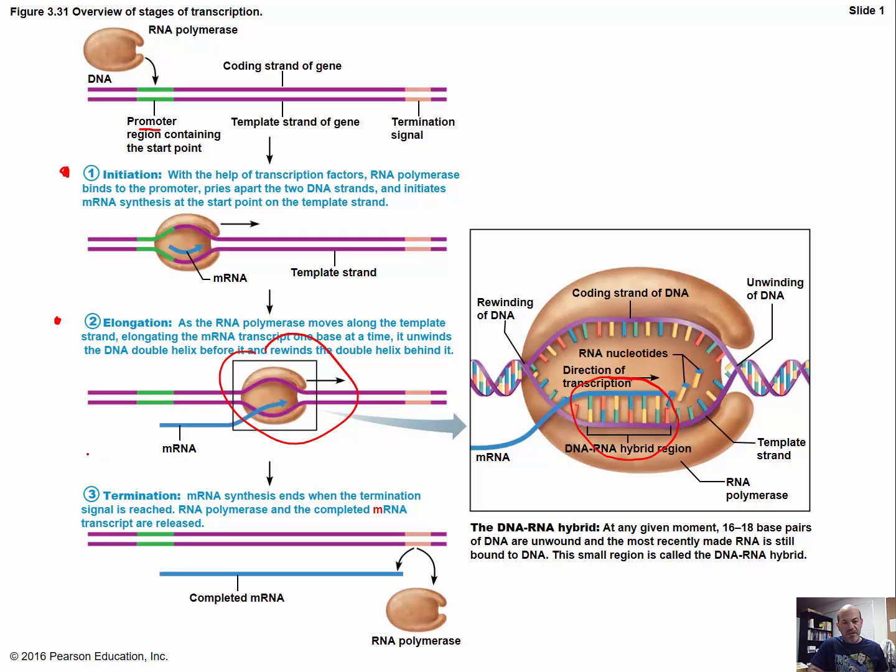So now we're going to come to the termination portion here, where the mRNA synthesis is going to end when the termination signal is reached. So at this point, the RNA polymerase and the complementary mRNA transcript are released. So once we get to the termination sequence, then the polymerase and the mRNA are released.